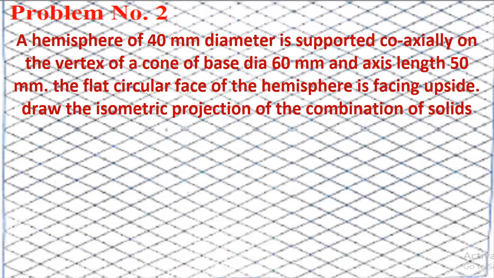A hemisphere of 40 mm diameter is supported coaxially on the vertex of a cone of base diameter 60 mm and axis length 50 mm. The flat circular face of the hemisphere is facing upside. Draw the isometric projection of the combination of solids.